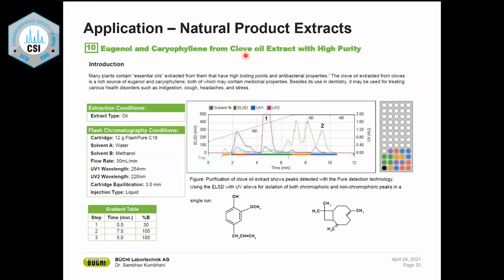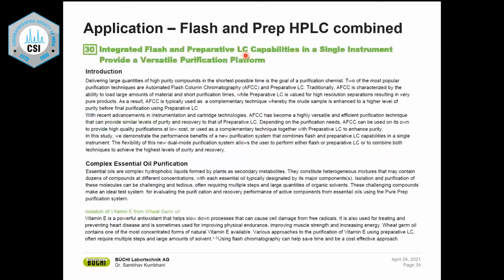They're using it for curcumin and clove oil and whatnot. So that's possible. And of course, like I mentioned, you can use the flash and prep combined for many applications. This is again vitamin E isolation from wheat germ oil.